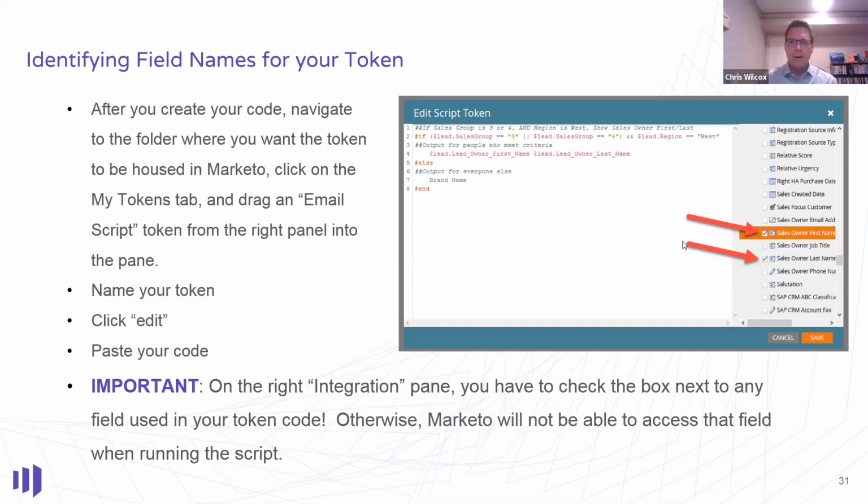A couple things to remember. If you use any field in your logic, you have to actually check the box on that right integration pane in Marketo when you create your token. So Marketo knows, hey, I need to reference this field in the script. Otherwise, you'll see your logic starts to break because Marketo doesn't have all the information it needs to actually run the code that you've created. So just be mindful of where those right arrows are, making sure you go through any field that you reference either in your logic or in your outputs. Just make sure that they're checked in that integration pane. So that's literally how you create it. Once you write your logic, it's a copy and paste. It's really pretty straightforward.